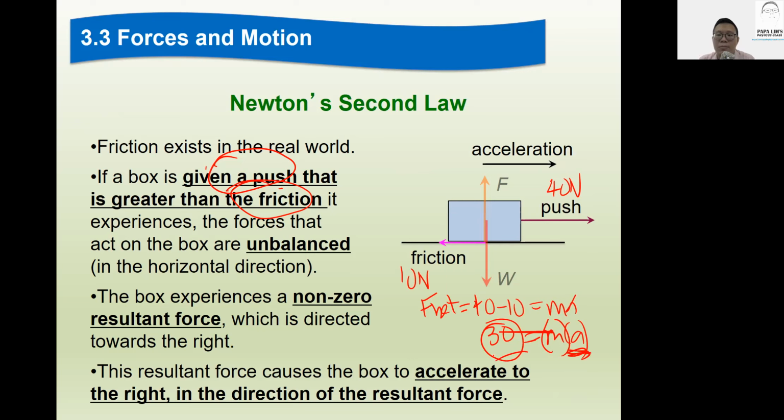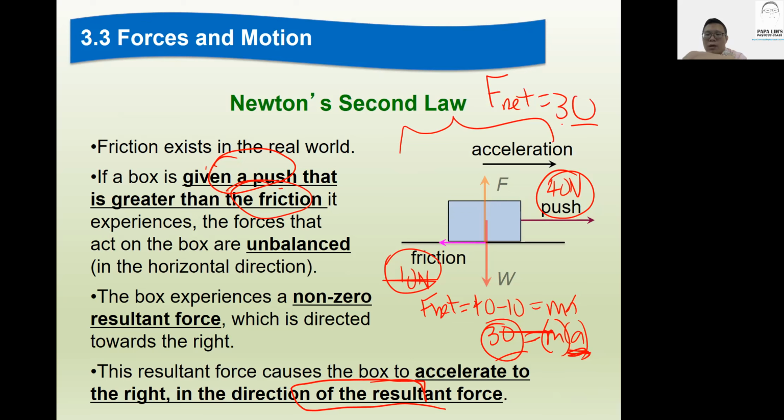The box will definitely experience acceleration. And the direction of acceleration is usually in the direction of the resultant force. In this case, if it's 40 Newton to the right, 10 Newton to the left, the resultant force I'm looking at will be 30 Newton. So I will know that 30 Newton is where? To the right. So I will also know the object will actually accelerate to the right side when it's subjected to a net force of 30 Newton.